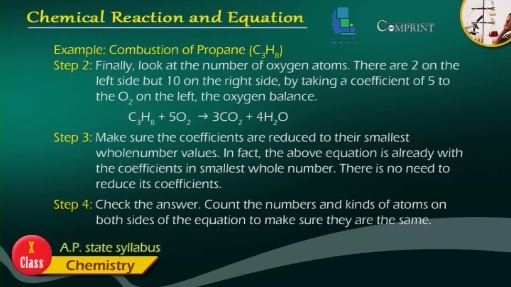Step 3. Make sure the coefficients are reduced to their smallest whole number values. In fact, the above equation already has the coefficients in the smallest whole numbers. There is no need to reduce its coefficients. Step 4. Check the answer. Count the numbers and kinds of the atoms on both sides of the equation to make sure they are the same.